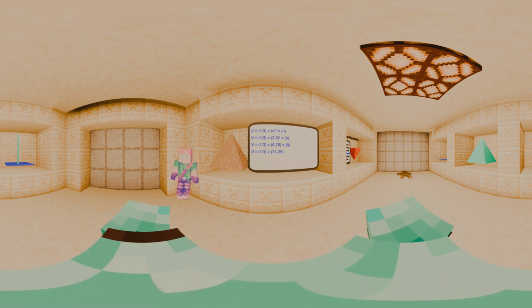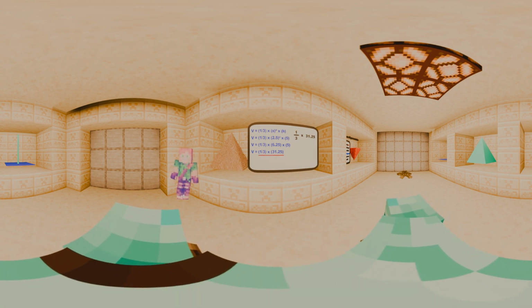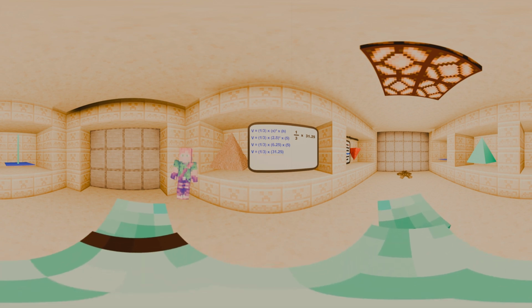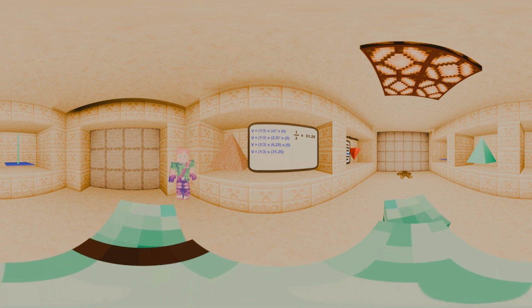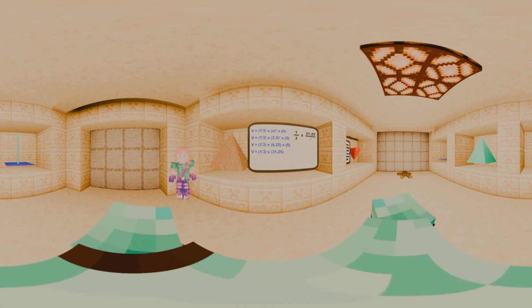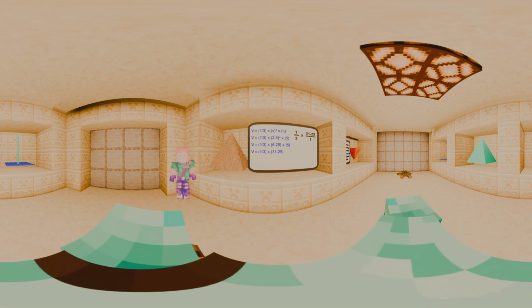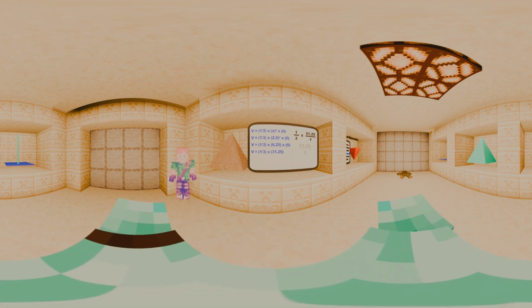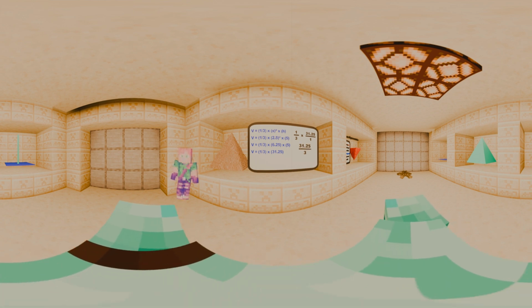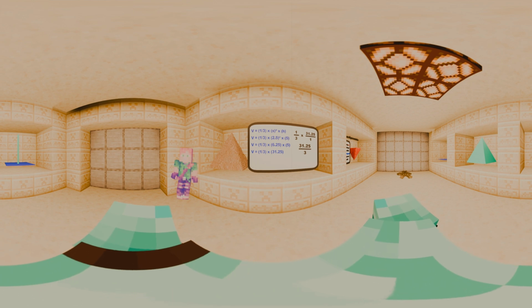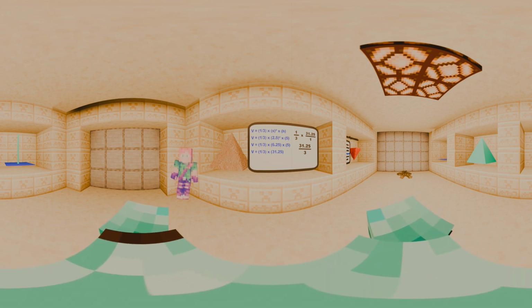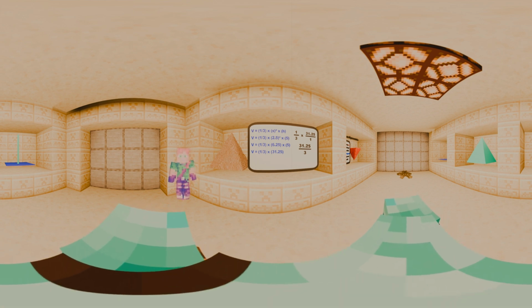Lastly, we need to multiply 31.25 and 1/3. Remember that a whole number has a denominator of 1. Now, multiply the numerator and denominator. It becomes 31.25 over 3. We will now divide 31.25 by 3.